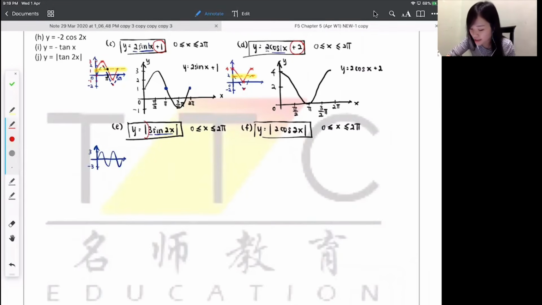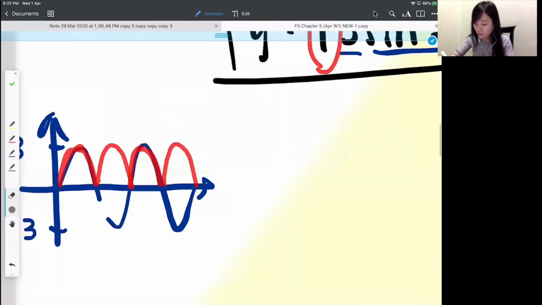Why? Because this time there's a modulus. So modulus means what? I repeat again. Modulus means positive, remain positive. So can you guys see the top one? Still on top. Correct? But the negative will become positive. So the bottom one will go up. So bottom is negative 3, go up, become positive 3. So literally, that means everything goes up. Again, the bottom one, no more.